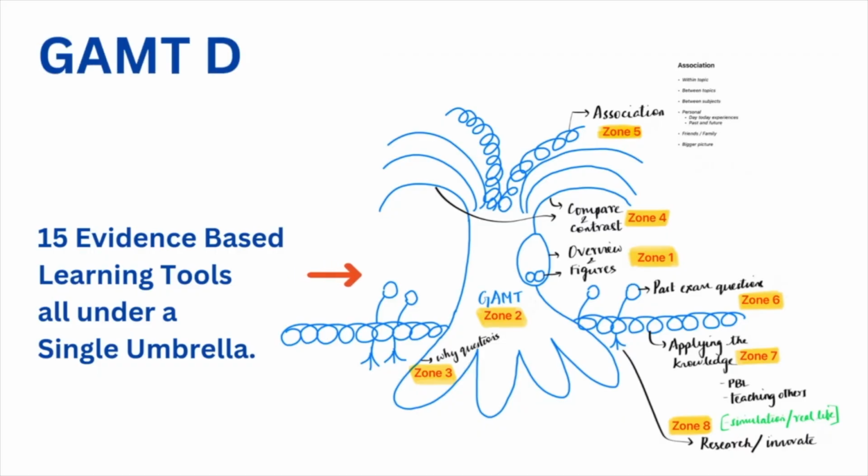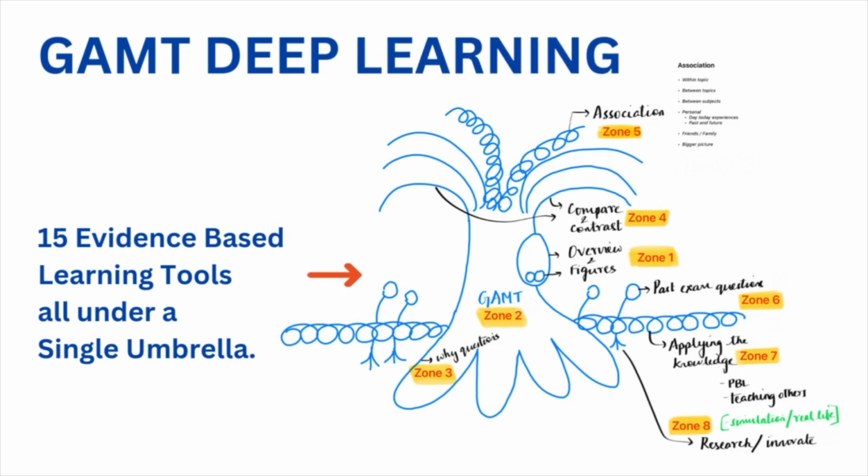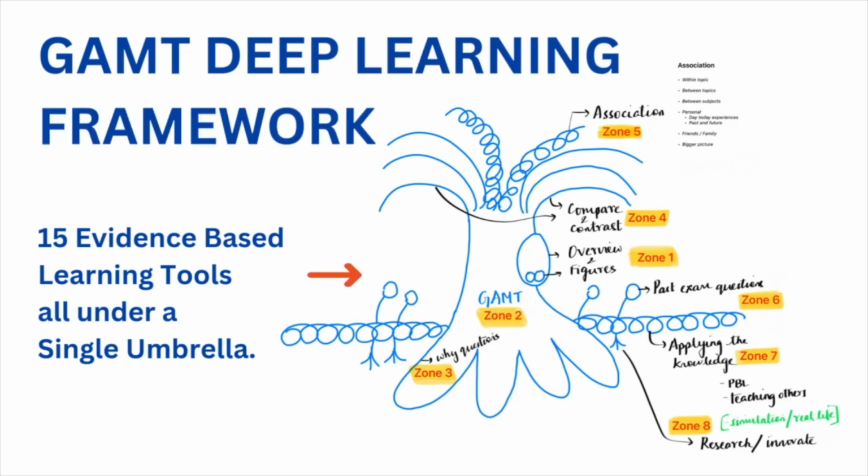What the GAMT DL framework does is it incorporates 15 different evidence-based learning tools all under one single umbrella. Every time you sit down to learn, all you have to do is apply this framework to every single topic. You're basically applying all the principles of these 15 different learning techniques all in one go without having to remember each and every one of them.